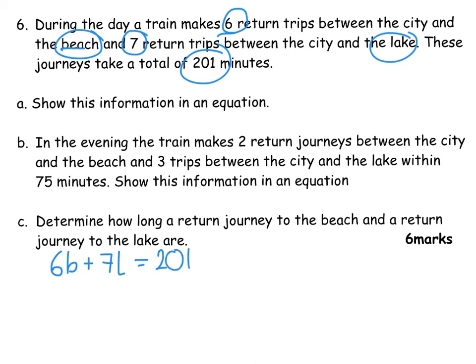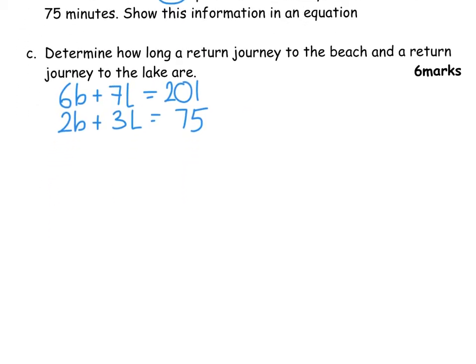So our second equation, the key information is 2 beach and 3 lake, equals 75 minutes. I keep saying city, it was lake. I think the fact that we're talking about beach, lake and city threw me because there was an extra kind of thing in there. Right, so I'm going to move all this up. Part C says, how long does the journey take? So there's your first 2 marks for getting your 2 statements, okay? So there's marks 1 and 2.